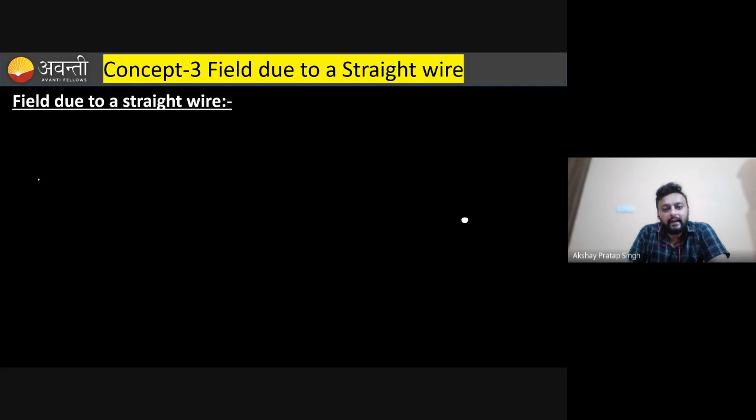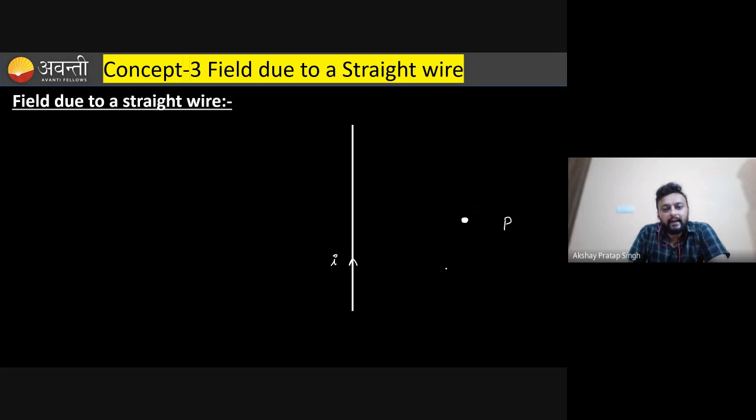Now we are moving towards the next concept. This is field due to a straight wire. This is the most important concept, I will say. Most important. Clear? So let's suppose this is a straight wire and it has some current I, and you need to find the magnetic field due to this wire at this point. Let's suppose this point is P. Clear? Till now everything is clear.